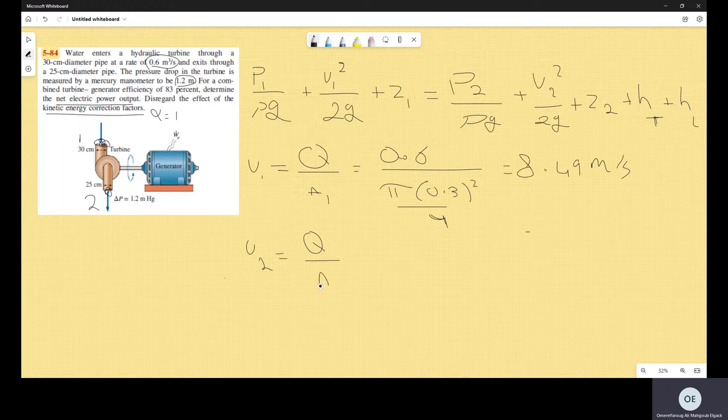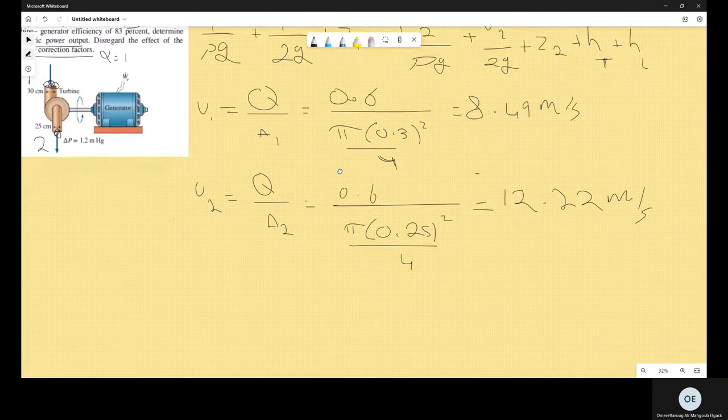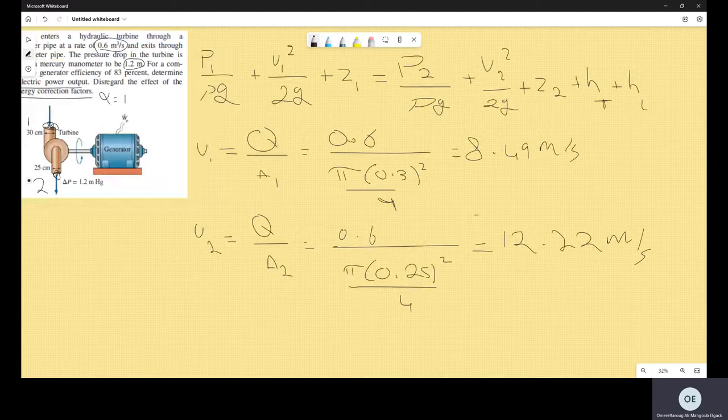And V2 is equal to Q by A2, which is 0.6 divided by pi times the diameter at the exit, which is 25 centimeter, or 0.25 in SI unit, squared divided by 4, which is 12.22 meter per second. The elevation difference, as I said in the first question, you can consider negligible between the inlet and the outlet of the turbine. There is an elevation difference, but it is not that important. It is negligible or small, so you can just delete those terms.